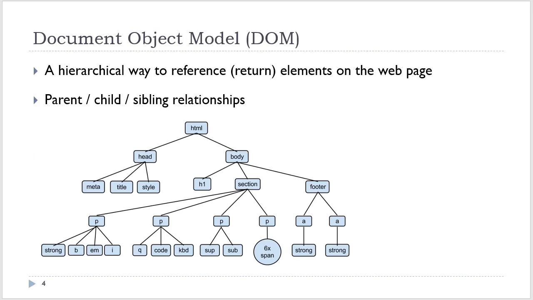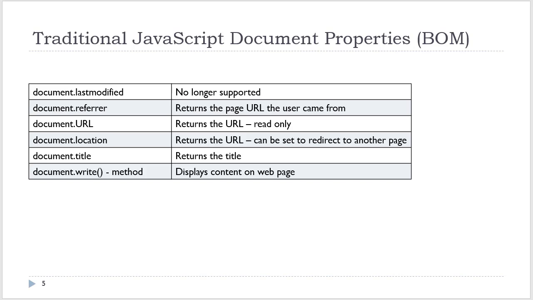So to refresh, the document object model refers to the hierarchical relationship between the elements on the page. Elements typically contain elements which contain other elements, which give us a parent-child sibling relationship. Based on those relationships, we can reference or return an element on the page for purposes of accessing it using JavaScript in order to perform some type of interaction.